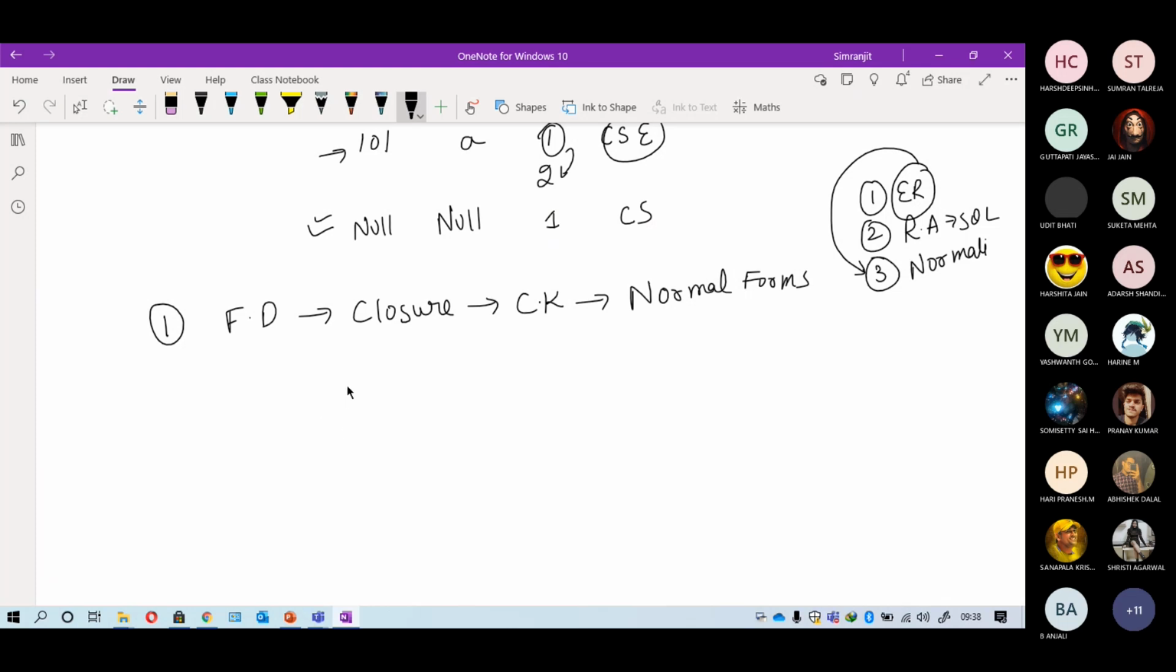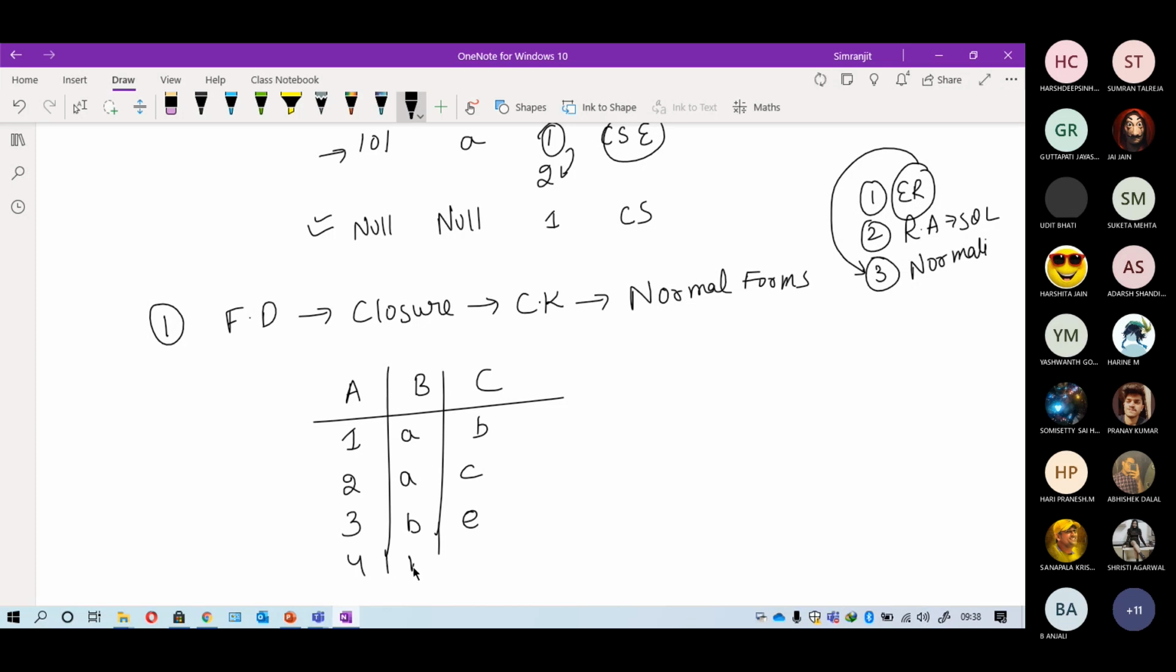Okay, suppose there is a table that is given as ABC. In this table, there are entries like 1 A B, 2 A C, 3 B, something like this. Suppose there are 4 entries. Okay, so if you're seeing here, I'm saying that A is functionally dependent upon B. The symbol means functionally dependent.